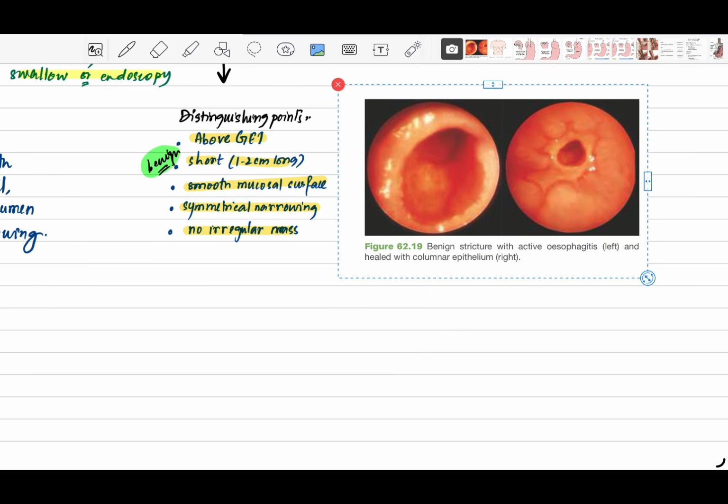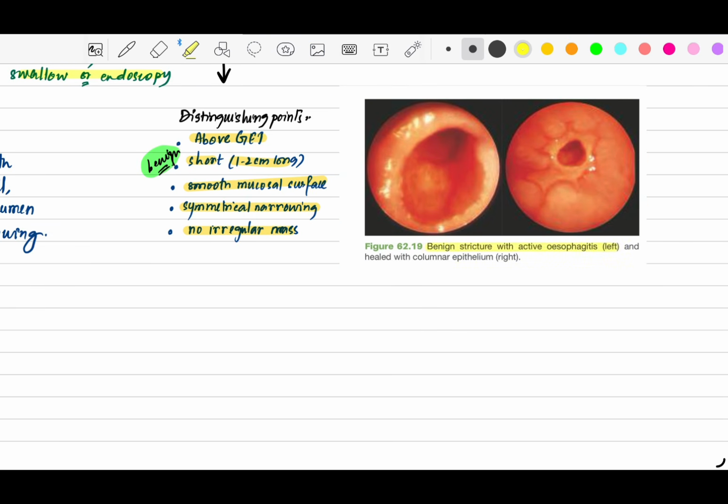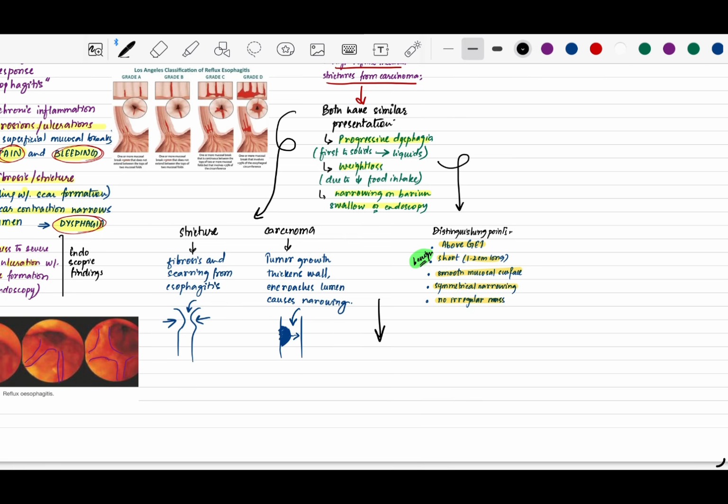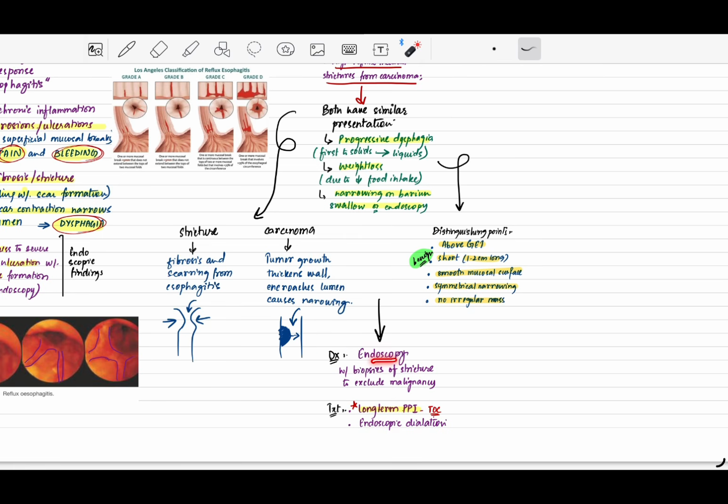Let's also look at a picture of a stricture. This picture is taken from Bailey's, and the description is really good. On the left side we can see active esophagitis, which is active inflammation going on, and on the right side we can see a stricture healed with columnar epithelium. So we have luminal narrowing here, and this is going to be a stricture. Now, the diagnosis of this stricture is usually made via endoscopy, and when we do endoscopy, we also take multiple biopsies to exclude any malignancy. The treatment is long-term PPI, and we can also perform endoscopic dilation. However, long-term PPI use is the treatment of choice.